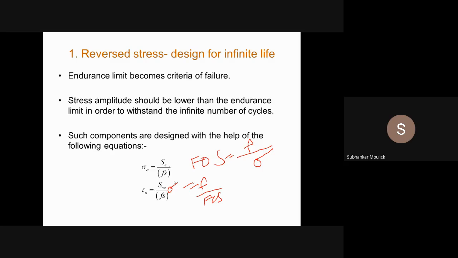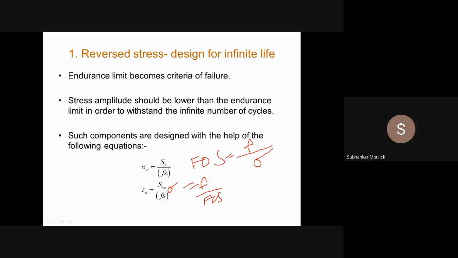So the allowable stress is the stress amplitude, and the failure stress in this condition will be the endurance limit stress, because we are designing a component for fatigue. So sigma becomes sigma A, and the failure stress is the endurance limit SE by factor of safety.